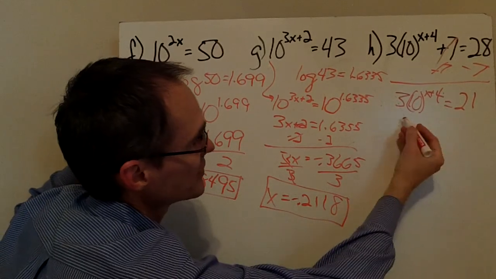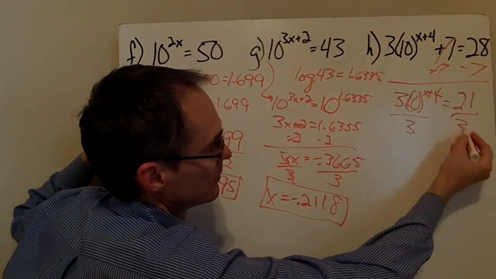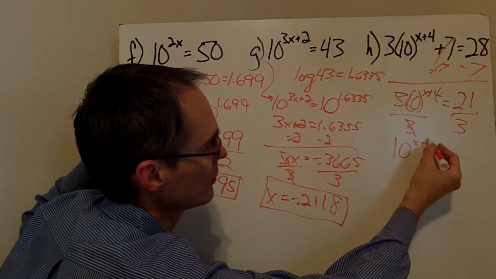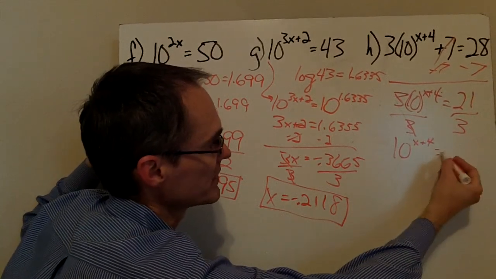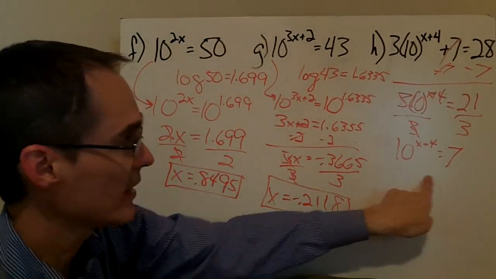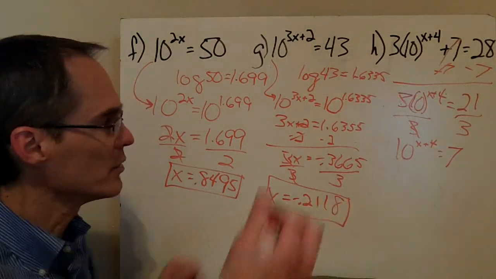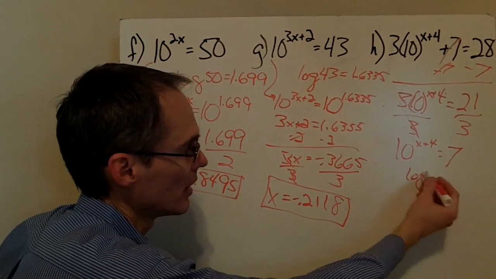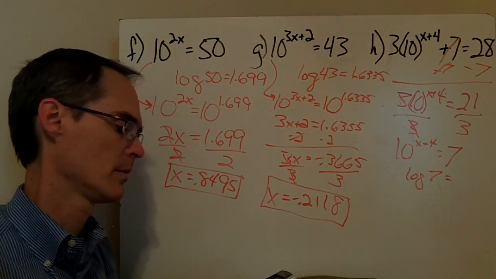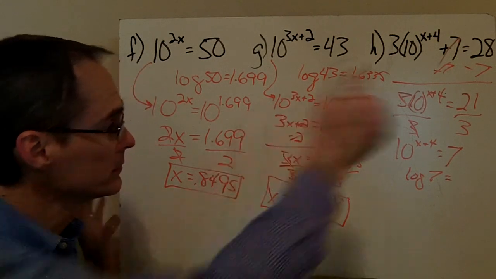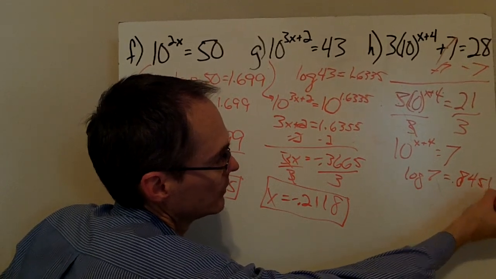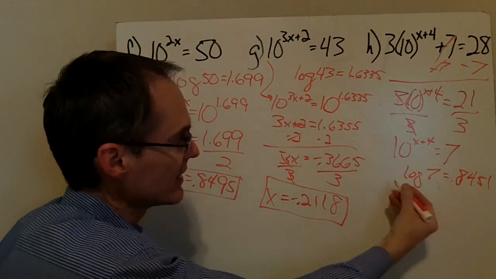And let's see, if I divide both sides by 3 now, then I've got 10 to the power of x plus 4 on this side, and 21 divided by 3 is 7. And now once again, I see I've got the same situation that I have up here. And in order to write this number as a power of 10, again, I'm going to use the log button on my calculator. Log of 7 is 0.8451, which means that now I can write 7 as a power of 10.